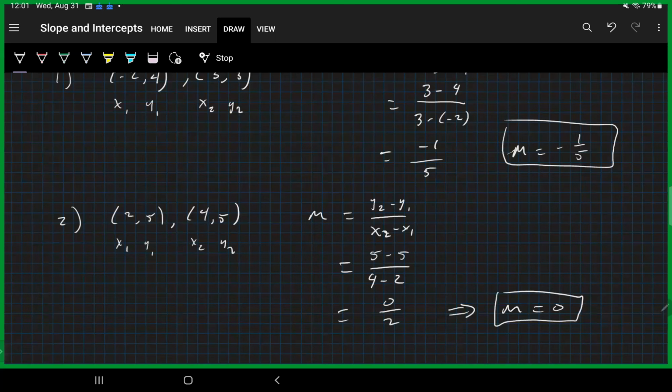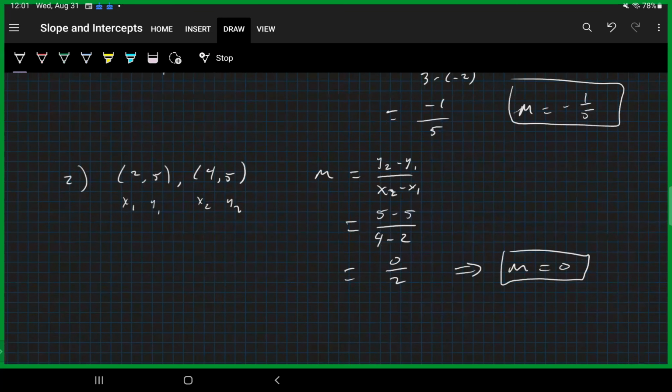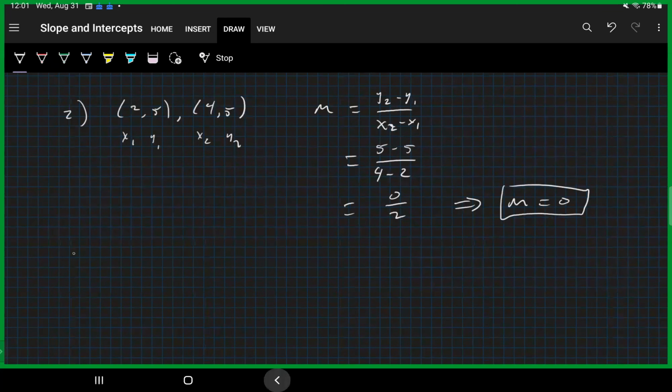And it is possible to have 0 slope. There's no problem with that. And I'll show you some pictures of what the different types of slopes look like in a moment. But before we do that, let's continue on for the last example.